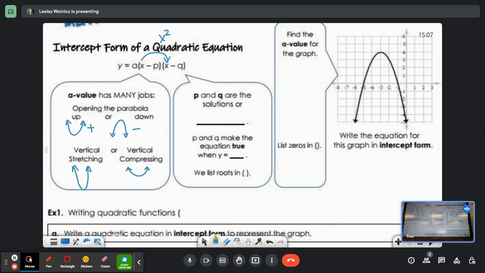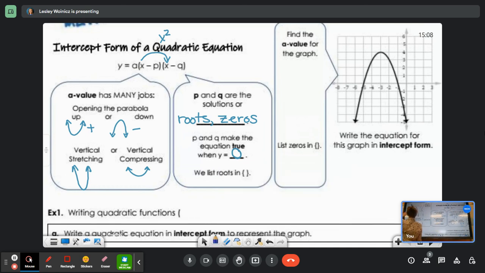Okay, we don't have A, B, and C, or H and K, we have P and Q. P and Q are called our solutions or roots. Okay, there's one other name that your calculator uses. Zeros, yes. Good. Okay, P and Q make the equation true when we set the y equal to 0. Okay, we're going to list roots in curly brackets.